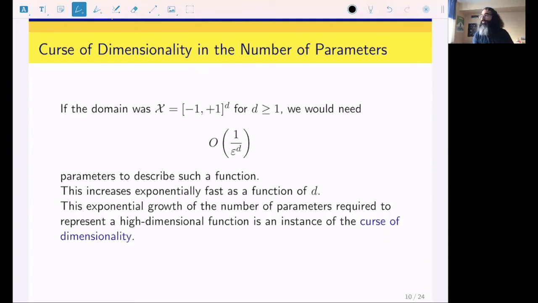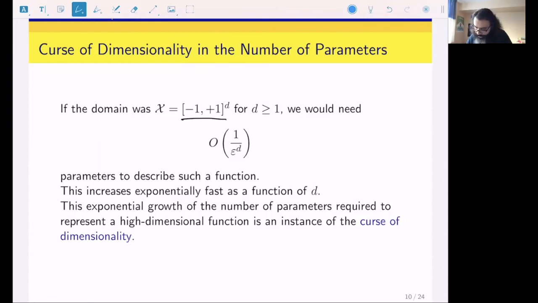So what does it mean? Here, just imagine the state space is a d-dimensional box. So it will be -1, +1, and it is d-dimensional. So in the previous figure, d was equal to 1. How many partitions do we need to represent such a function using this construction that I had, piecewise constant? I mean, it's easy to see it is order of 1 over epsilon to the power of d.